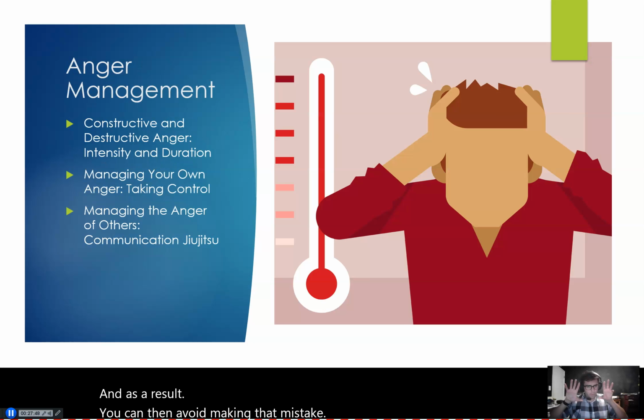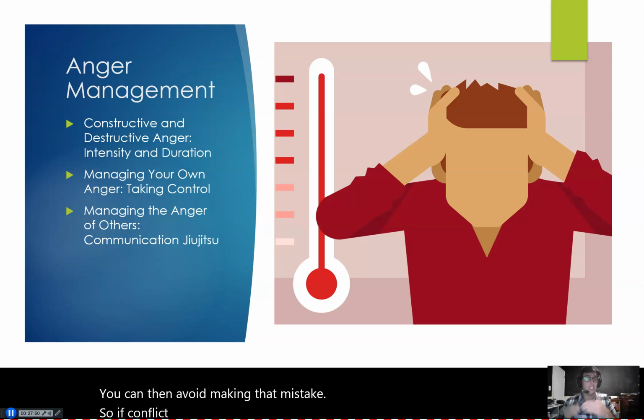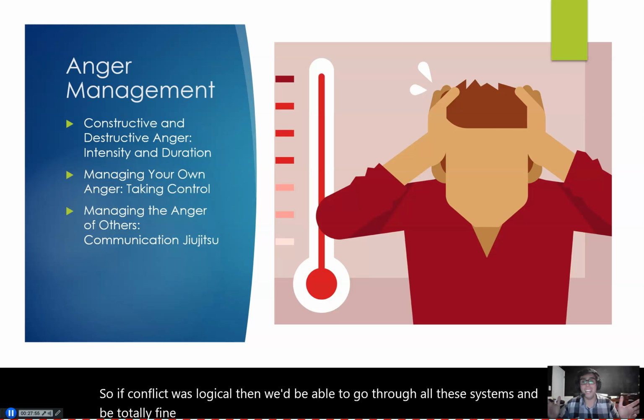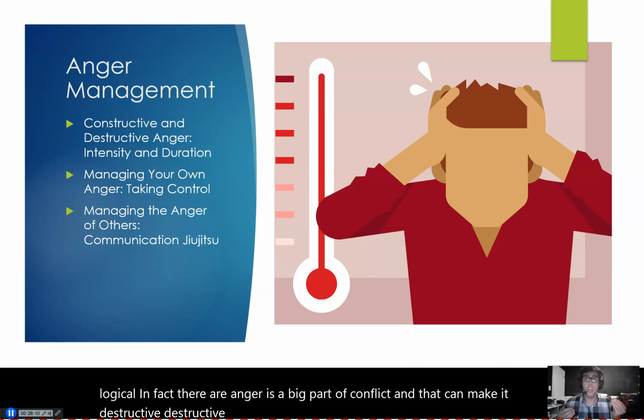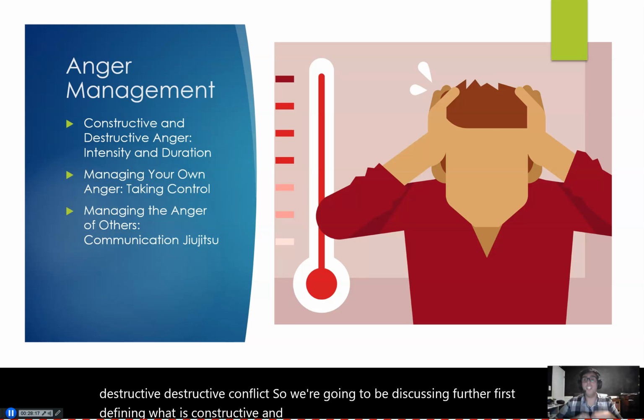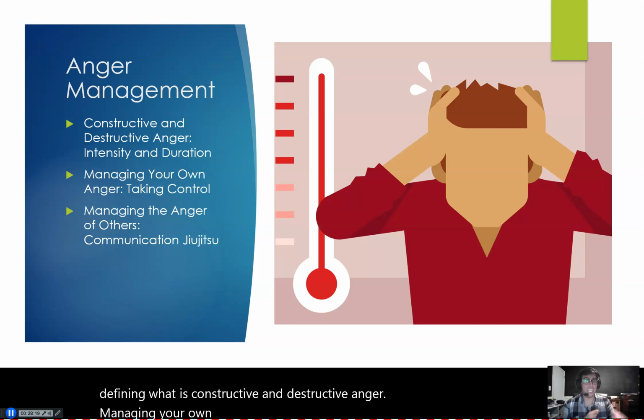So if conflict was logical, then we'd be able to go through all these systems and be totally fine, solving every problem and be ready to go. But it is not entirely logical. In fact, anger is a big part of conflict, and that can make it destructive conflict. So we are going to be discussing further, first, defining what is constructive and destructive anger, managing your own anger, and then managing the anger of others through communication jujitsu.